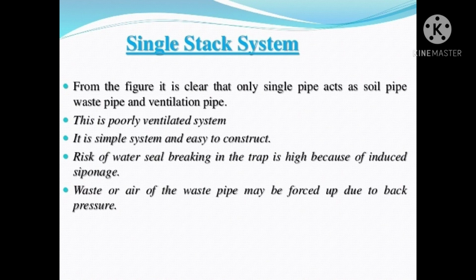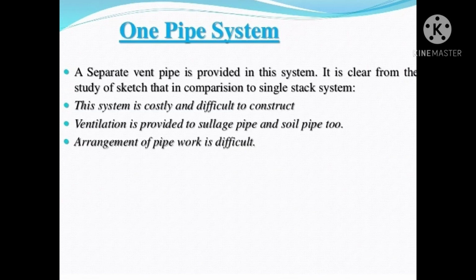Next one, the one pipe system. A separate vent pipe is provided in the system. It is clear from the study of the sketch that in comparison to the single stack system, the system is costly and difficult to construct. Ventilation is provided to the soil pipe and waste pipe too. Arrangement of the pipe network is difficult.